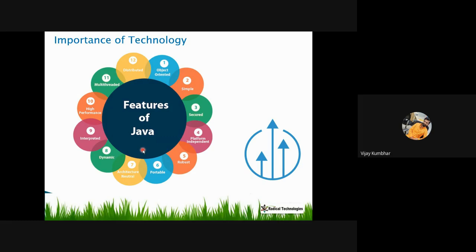Second is simple. Java is quite simple. It has a syntax similar to C and C++, because it originated from those languages. Third is secure. From the security perspective, Java has its inbuilt key store, which manages the security for your code.